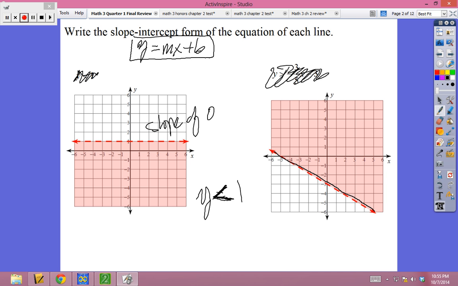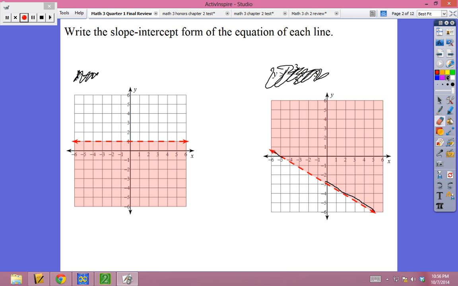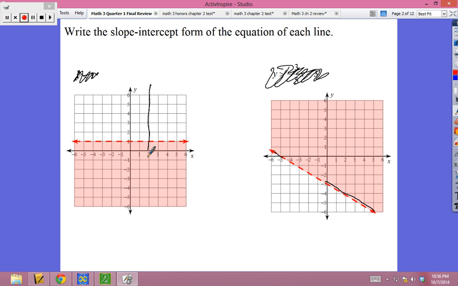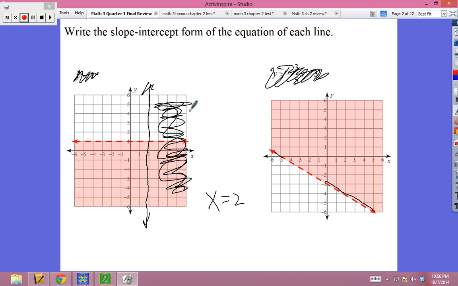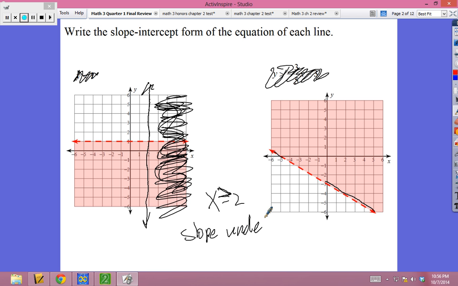Okay, now for fun, we're going to look at vertical lines. So let's put one in here. If I draw a vertical line right through here, and let's say that it's solid, and I shade everything this way of it. Okay, and this one is just going through the x-axis, so it's going to be x equals 2. But now if I say it's an inequality, and it's everything to the right, as we go right on the x-axis, the numbers get bigger and bigger. So x is anything greater than or equal to 2. And you must note that the slope of a vertical line is undefined.